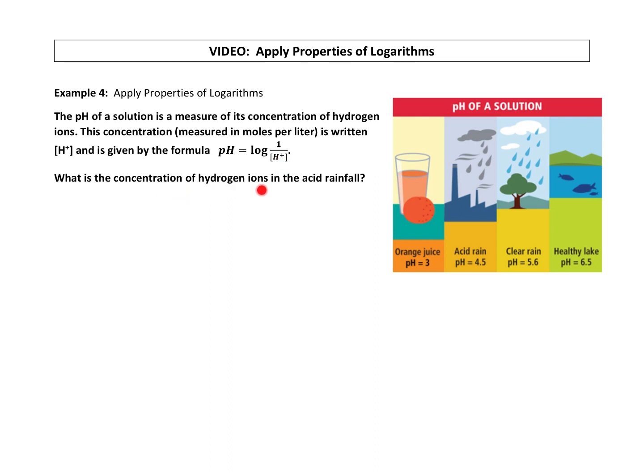So what is the concentration of hydrogen ions in the acid rainfall? We have a chart over here giving the different pH levels of orange juice, acid rain, clear rain, healthy lake. Acid rain is the one they want. They're telling us the pH level in acid rain is 4.5. So we're going to use that 4.5 in our formula. We're going to substitute it in for pH right there. So we're going to write 4.5 is equal to the log of 1 divided by H plus.